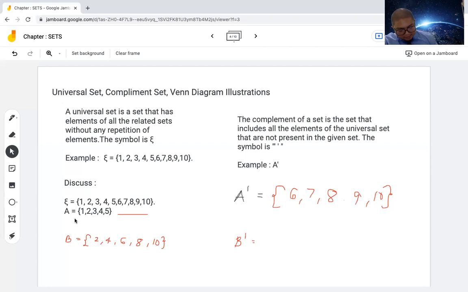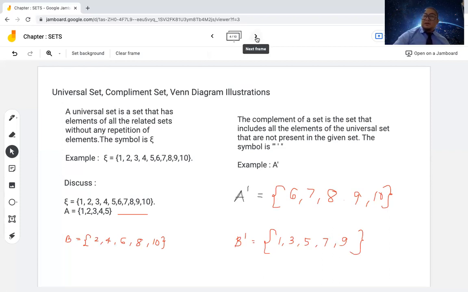All right, so we know that set B is composed of even numbers such as 2, 4, 6, 8, 10, which means that the complement of B will be the elements that are not visible in set B, but can be seen in the universal set. Meaning the elements are 1, 3, 5, 7, and 9. If you were able to get this one, then I congratulate you. You were able to understand this particular part of the lesson.